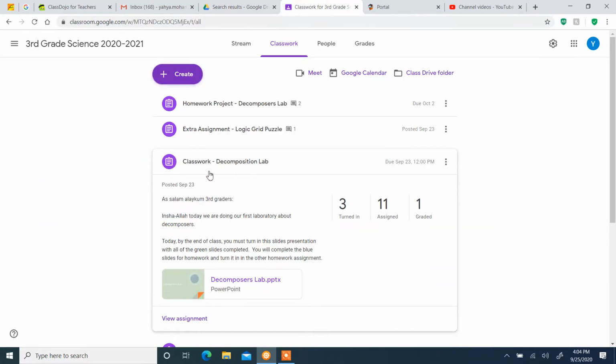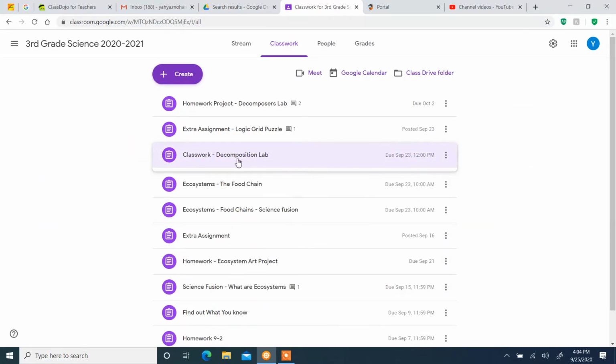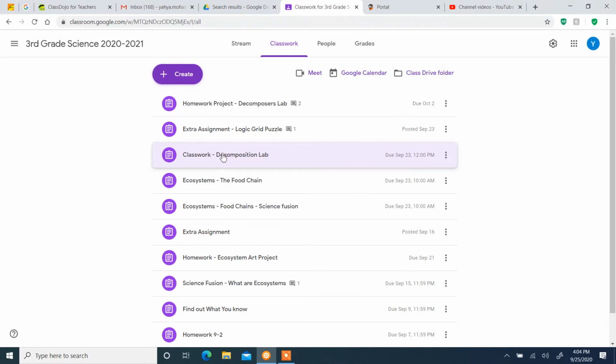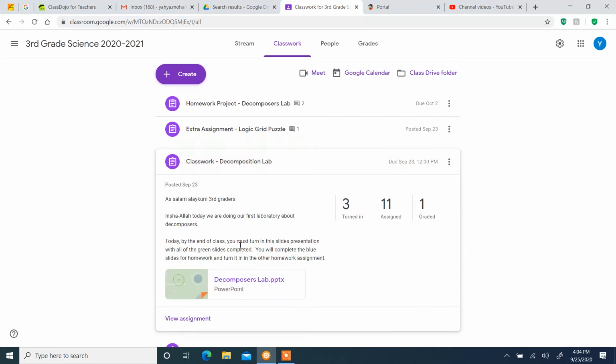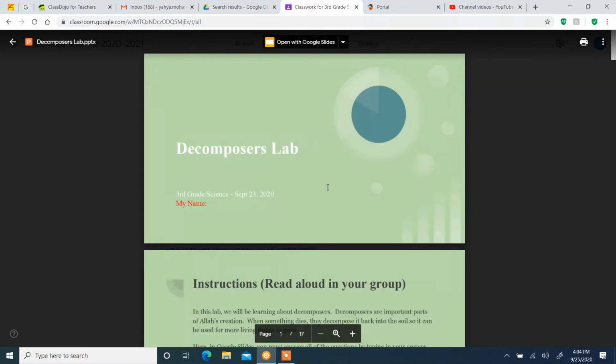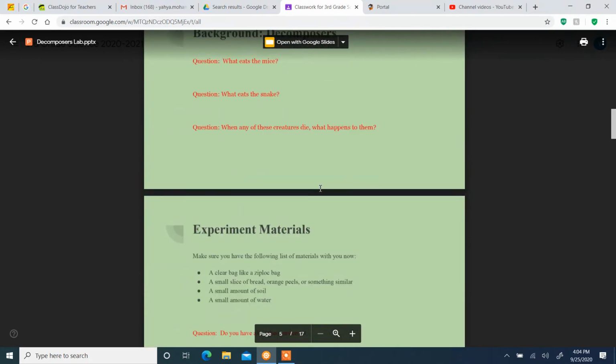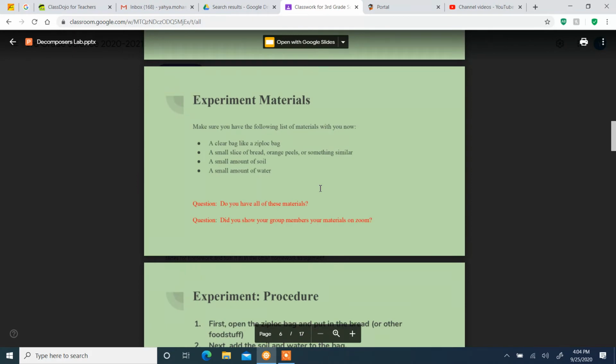Now, another thing. Someone was asking me about these two items: it says classwork, decomposition lab, and homework project, decomposers lab. These are the same thing. Here's what's going on. In the classwork, you see all the green ones. They were supposed to do these and then turn them in here, but then of course we had that little problem.